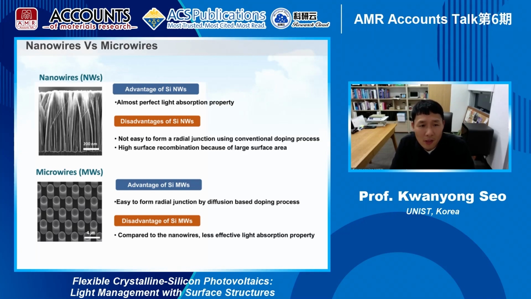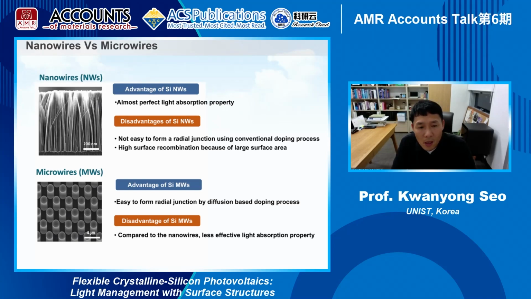As you all know, nanowire is a really nice material, a nice geometry for many different applications, because it shows almost perfect light absorption property. However, it is not easy to form a radial junction using this kind of one-dimensional structure, because in a conventional doping process, we have an over 100 nanometer depletion region. So that means a wire with less than 200 nanometer diameter can be fully depleted. That means it cannot be used as a conventional PN junction.